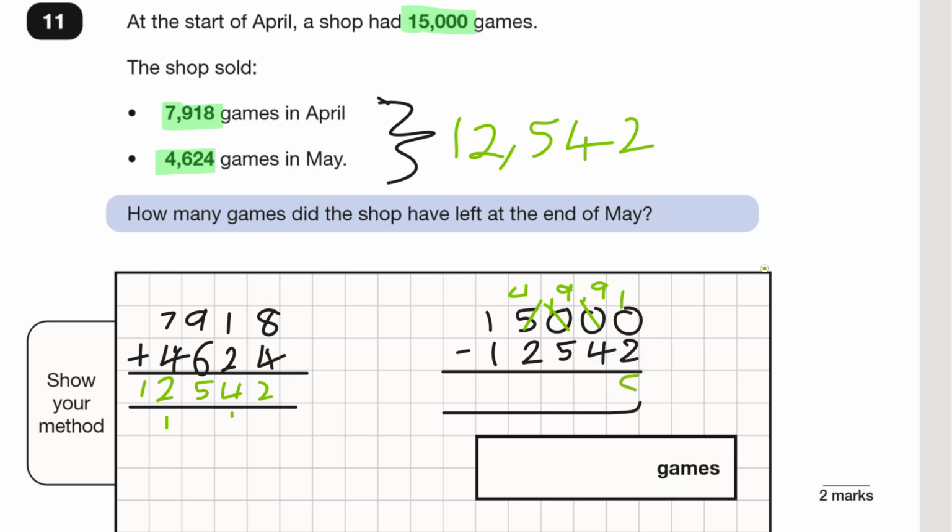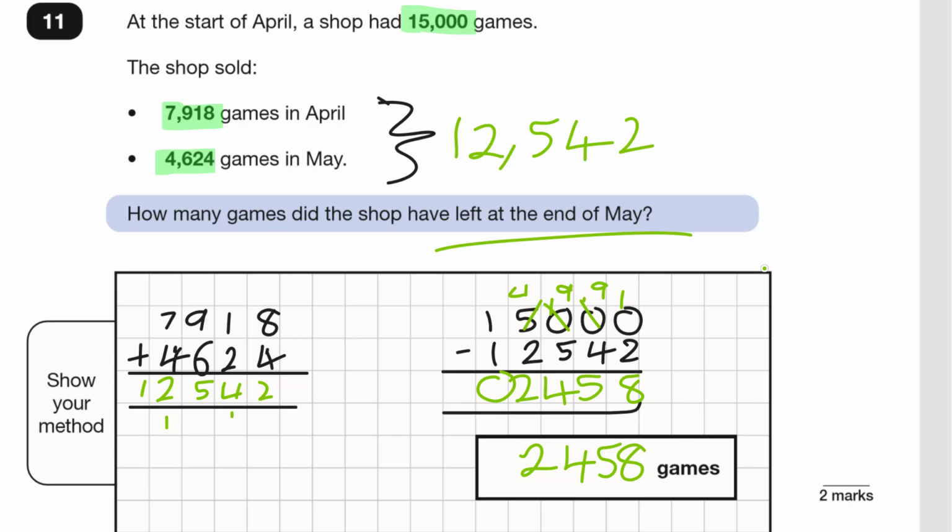So 10 take away 2 is 8. 9 take away 4 is 5, 9 take away 5 is 4, 4 take away 2 is 2, and 1 take away 1 is 0. So the answer is 2,458 games left at the end of May.